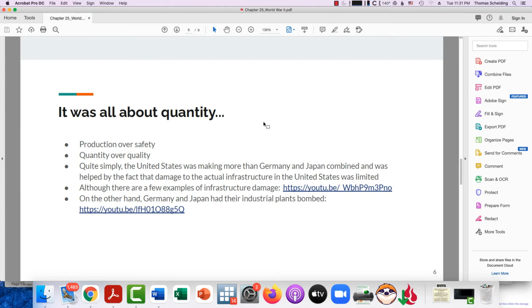Production was the only goal. Not a lot of concern about safety, not a lot of concern about quality. The United States was just big enough to make more stuff than Germany and Japan together.